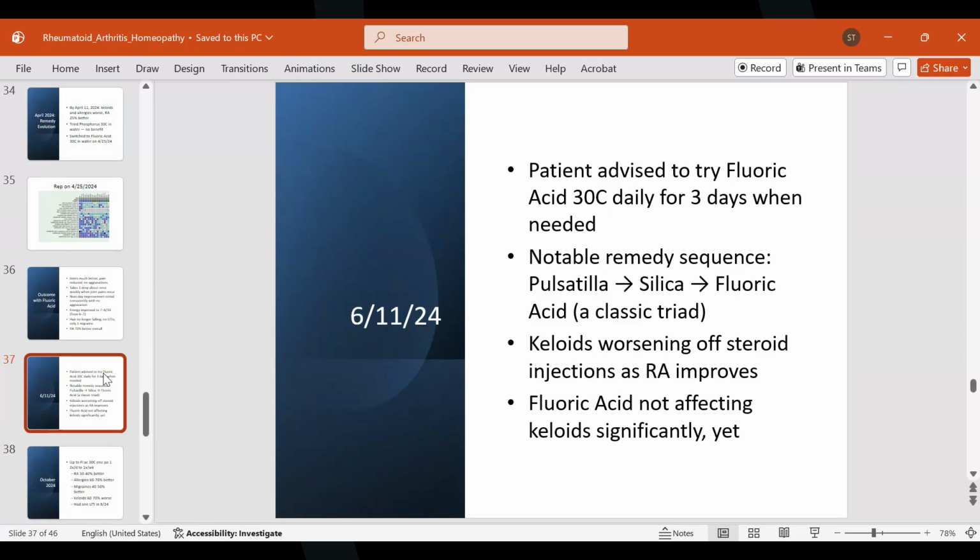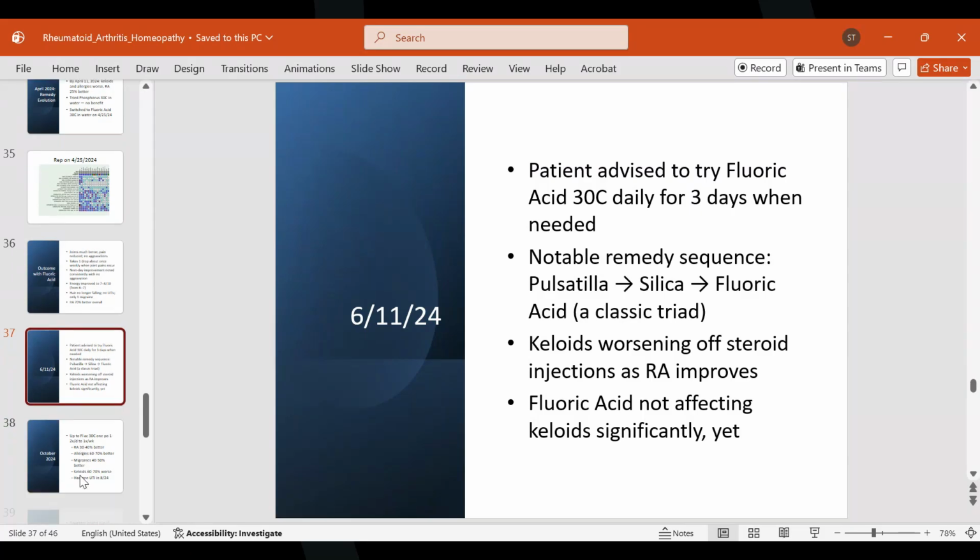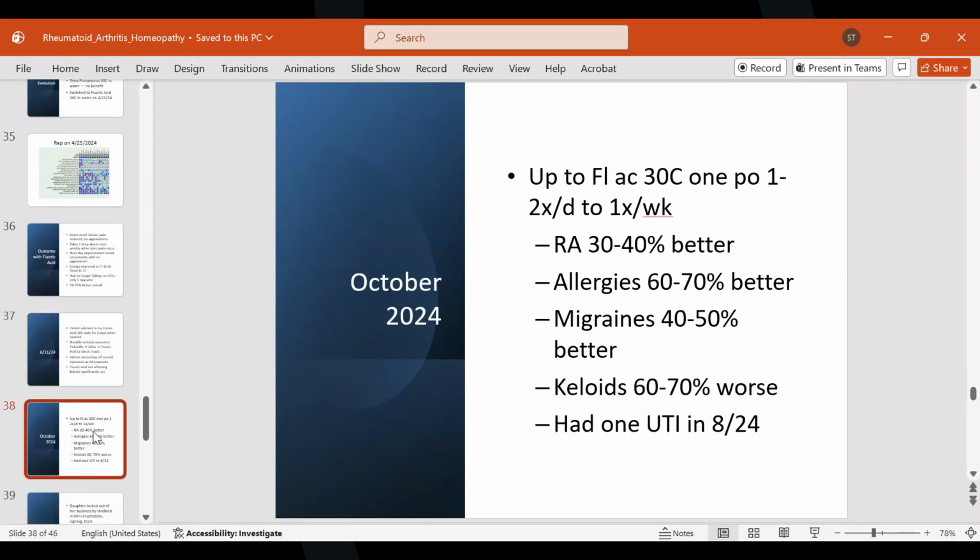So I told her, because you're not getting aggravation, try taking the fluoric acid daily for 3 days. And notice the sequence. She went from pulsatilla for 19 years, then silica for 6 months, and now fluoric acid, which she's now been on over a year. Keloids were worsening off the steroids as the RA improves. Fluoric acid wasn't helping yet. That was June of last year. No, 2 years ago. October of 2024, she was up to fluoric acid 1 pellet. Now she's up to 1 pellet once or twice a day to once a week.